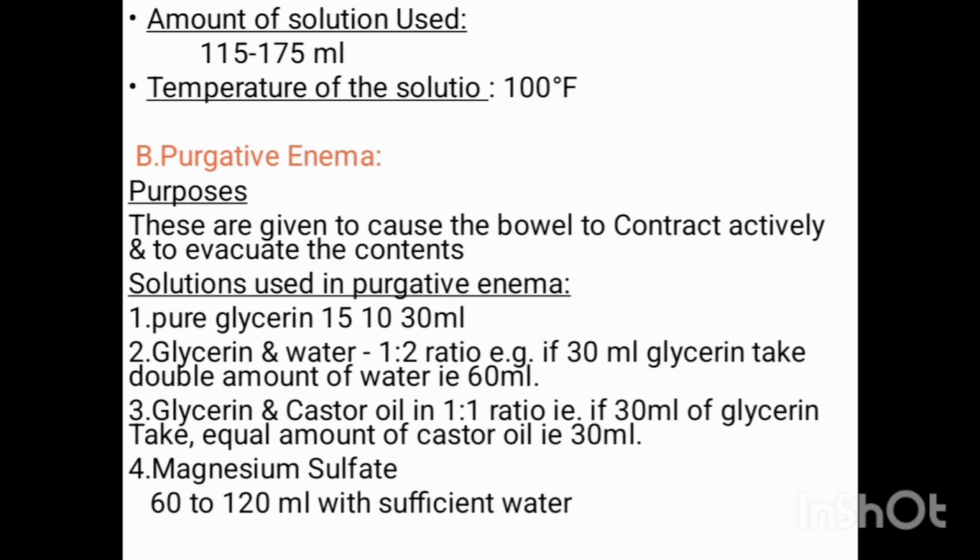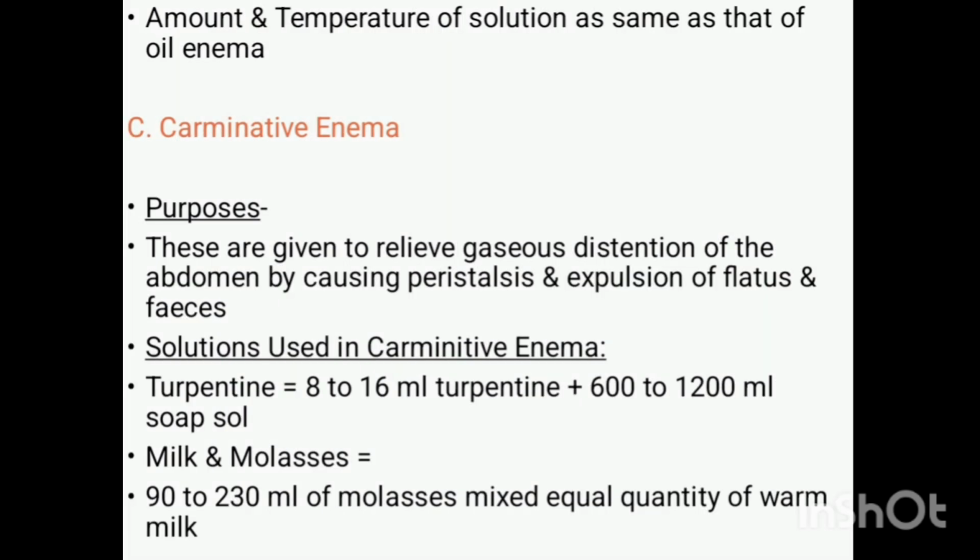3. Glycerin and castor oil in 1:1 ratio, that is, if 30 ml of glycerin, take equal amount of castor oil, that is 30 ml. 4. Magnesium sulfate, 60 to 120 ml with sufficient water. Amount and temperature of solution are the same as that of oil enema.